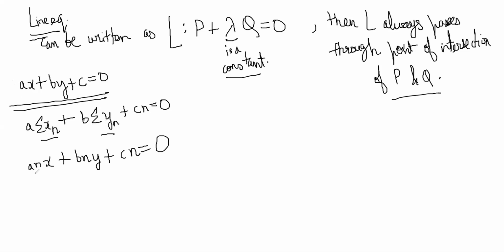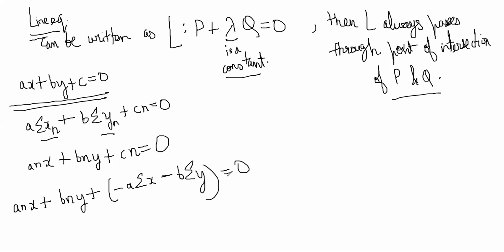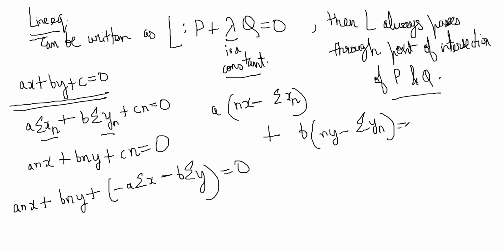So cn is equal to minus of this and minus of this. So the equation of the line can be written as anx plus bny minus a summation of x minus b summation of y is equal to 0. So your equation is becoming a common, (nx minus summation of xn), plus b common, (ny minus summation of yn), is equal to 0.